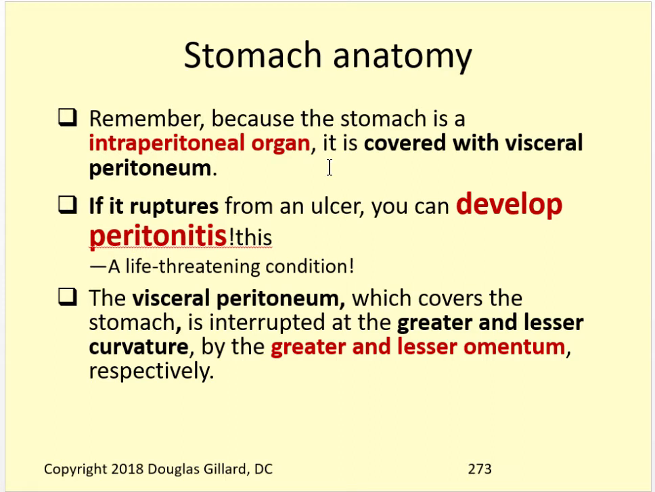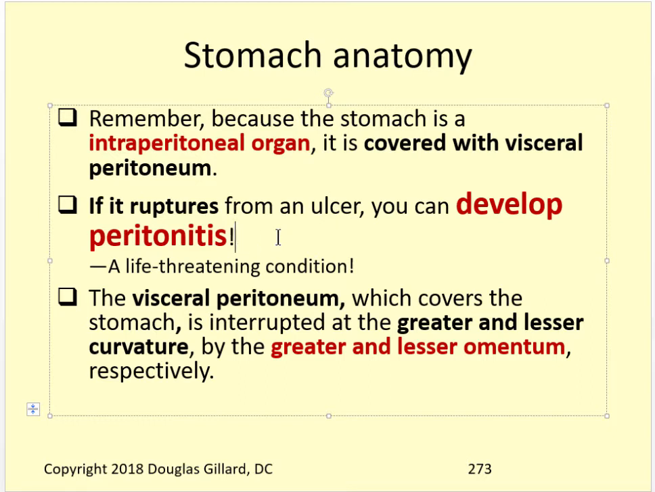And so we said this already. Intraperitoneal organs are covered with visceral peritoneum. If it ruptures from an ulcer, you can develop peritonitis. That's one of my Dragon Naturally Speaking problems. So you can get peritonitis if the stomach ruptures. Not a good thing, a life-threatening condition.